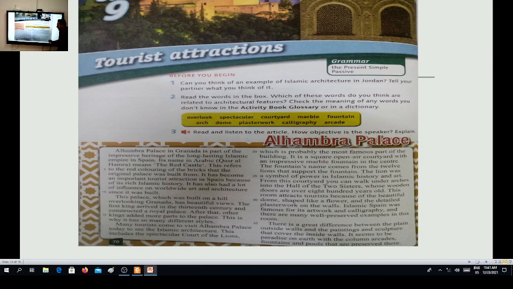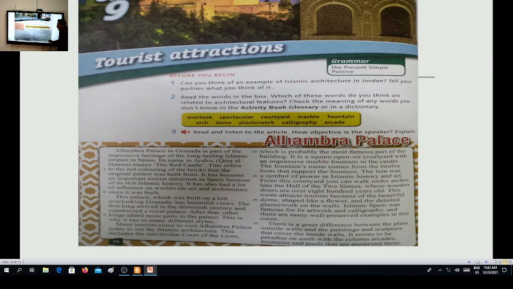Before you begin, we have a question. Can you think of an example of Islamic architecture in Jordan? Can you describe any Islamic architecture that exists in Jordan? Tell your partner what you think of it.